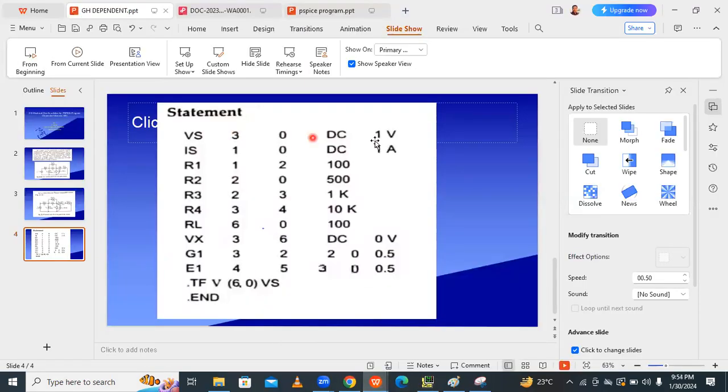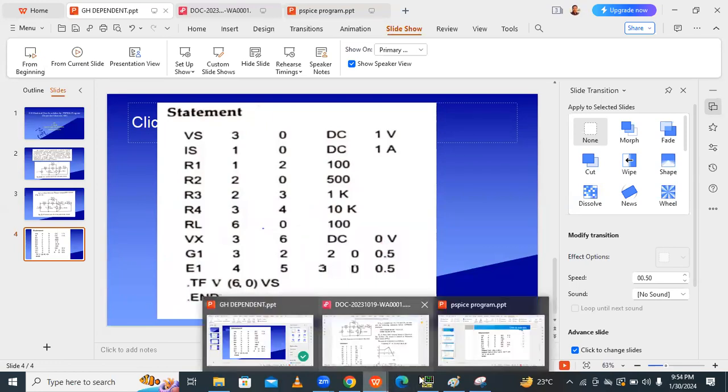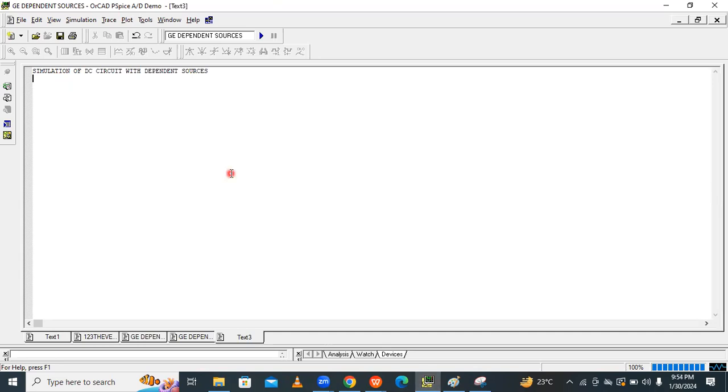VS 3 0 DC 1 volts. Right here, VS 3 0 DC 1 volts, like this.